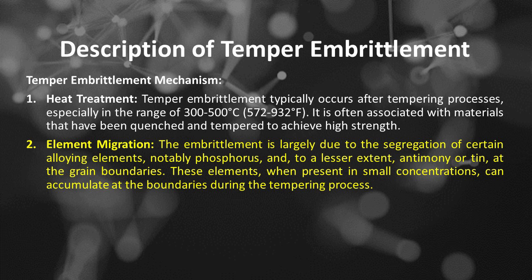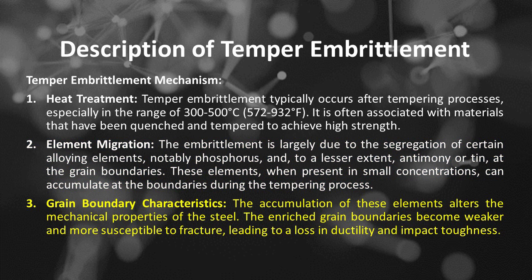The embrittlement is largely due to the segregation of certain alloying elements, notably phosphorus, and, to a lesser extent, antimony or tin, at the grain boundaries. These elements, when present in small concentrations, can accumulate at the boundaries during the tempering process. Number 3 is grain boundary characteristics. The accumulation of these elements alters the mechanical properties of the steel. The enriched grain boundaries become weaker and more susceptible to fracture, leading to a loss in ductility and impact toughness.